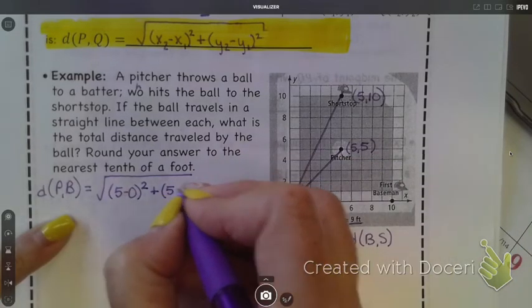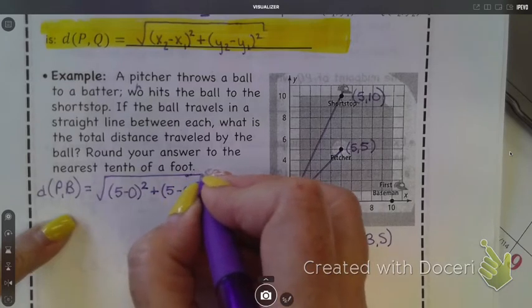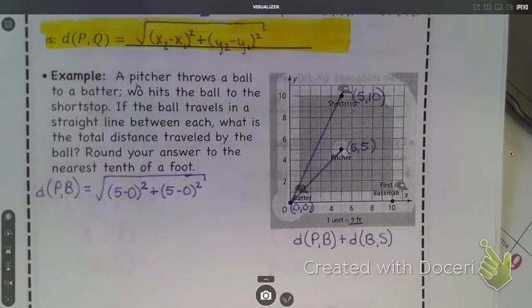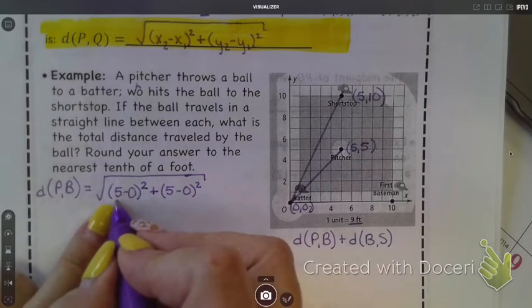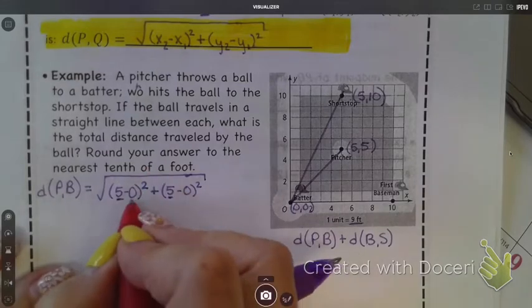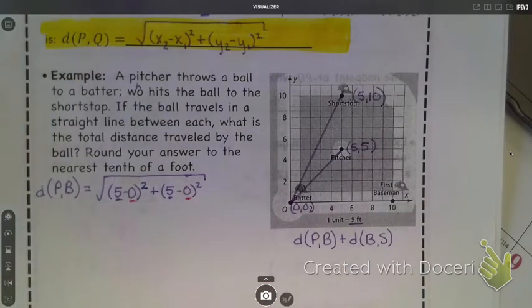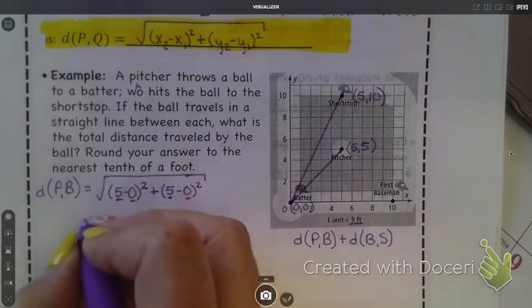It honestly does not matter which point you name point 1 and point 2, as long as these two are in one point and these two are in another point. It really doesn't matter which one's which because you're squaring it. So you're always going to have a positive answer, correct? Okay, so we still have the square root.